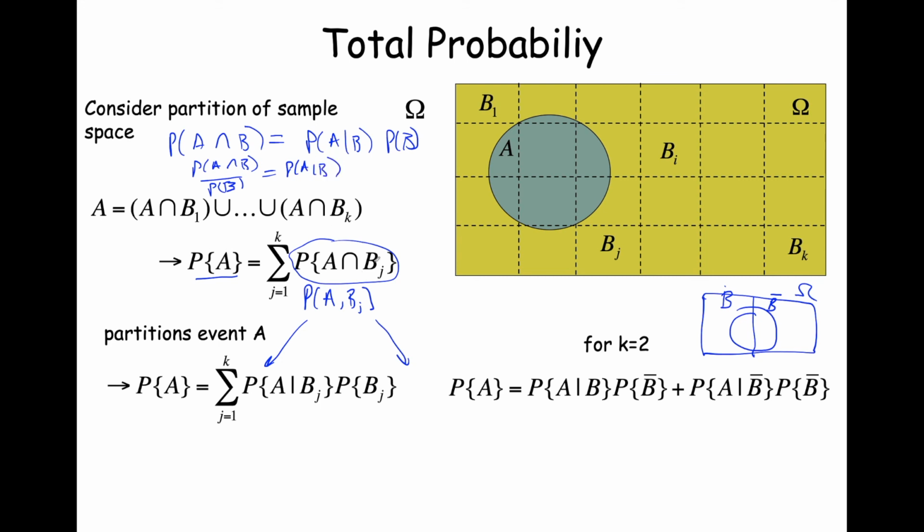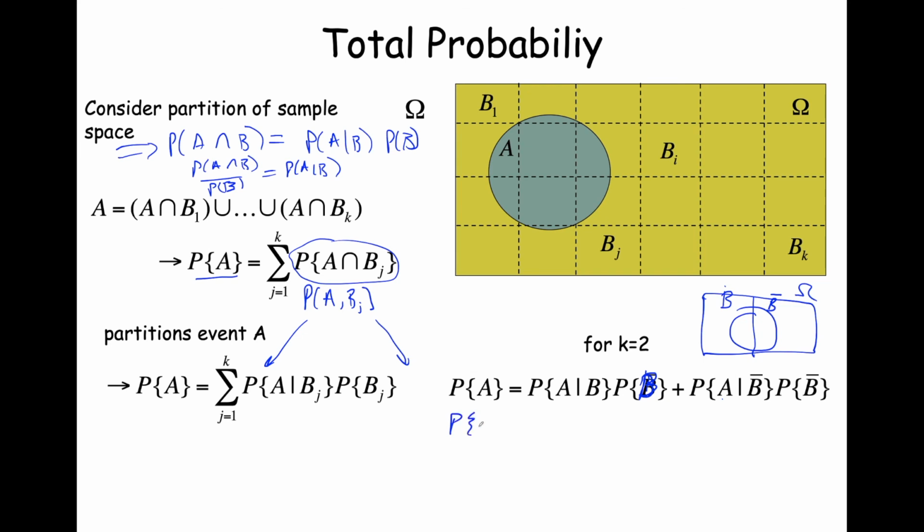So this is just a substitution of the intersection of A with each B slice, applying the product rule. We can rewrite this term inside the summation as the probability of A given the Jth B slice, Bj, times the probability of Bj. If K is equal to 2, so we have two B slices, the probability of A is equal to the probability of A given B times the probability of B, that should be B, not B bar, times the probability of A given B bar times the probability of B.